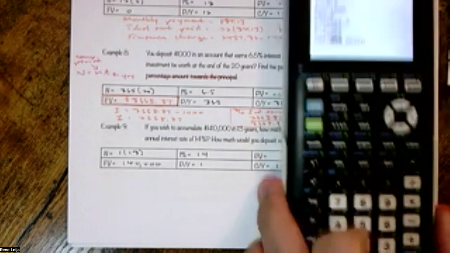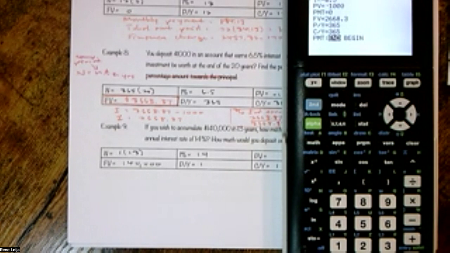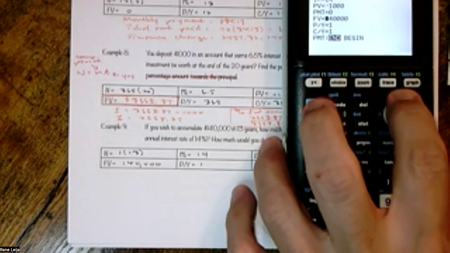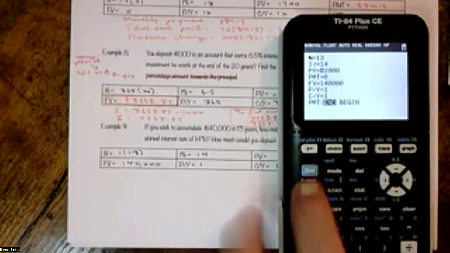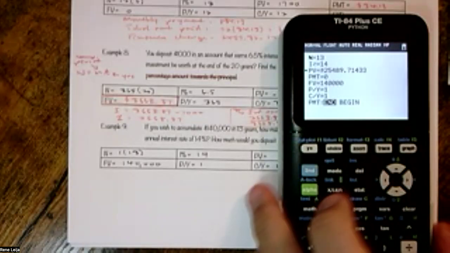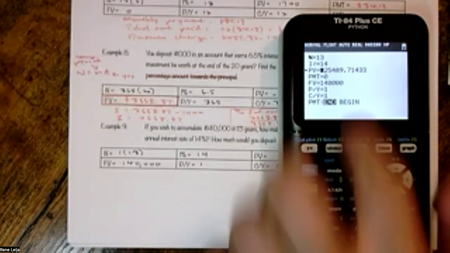Wrong button. There we go. Okay, so 13 N, 14% for I%. We're looking for PV. Payment is 0. We want the future value to be $140,000. Our PY and CY are going to be 1. So we're going to go back to PV, alpha, enter, and there's our answer.